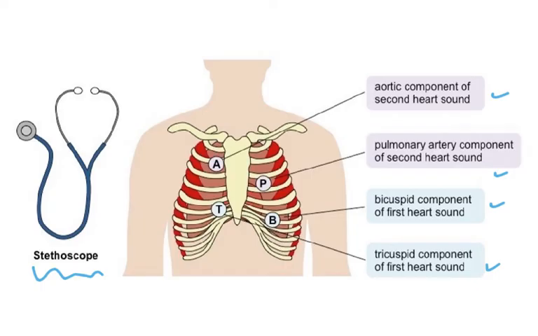So by placing it at different places on the chest, we can then see if the valves are closing or they are not closing correctly. Is there some sort of a defect in the valves, or there isn't any defect?